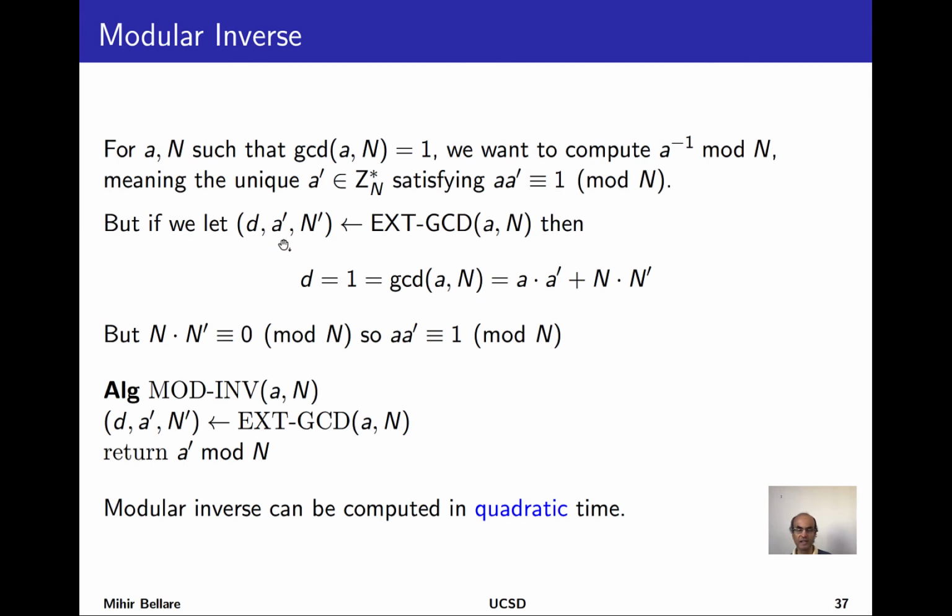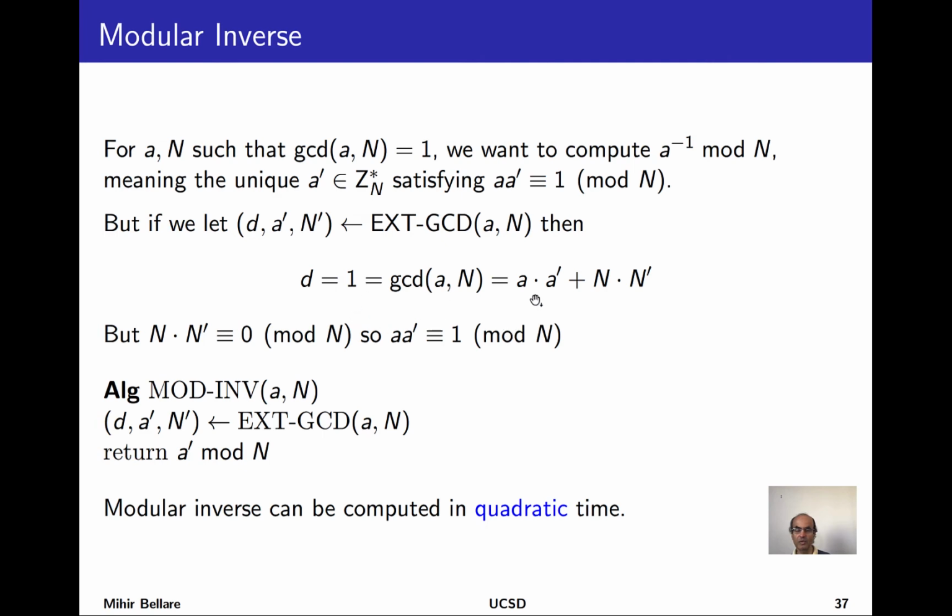So here's the trick. Run the extended GCD algorithm on A and n. At first this sounds silly because you would say, I don't need to know the GCD. I already know it's 1. Why am I computing the GCD? Well, I don't care about the GCD, but I do care about the weights. This algorithm will allow me to write the GCD, which I know is 1, as A times A prime plus n times n prime for some A prime and n prime that it tells me.